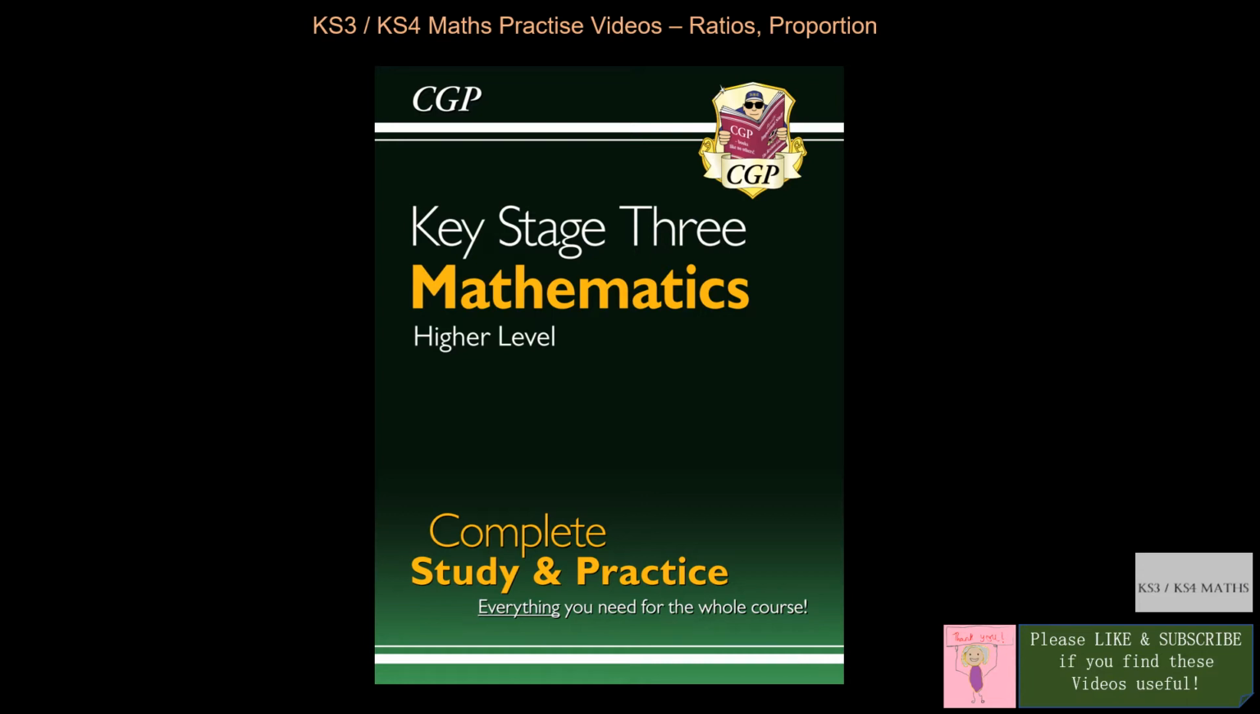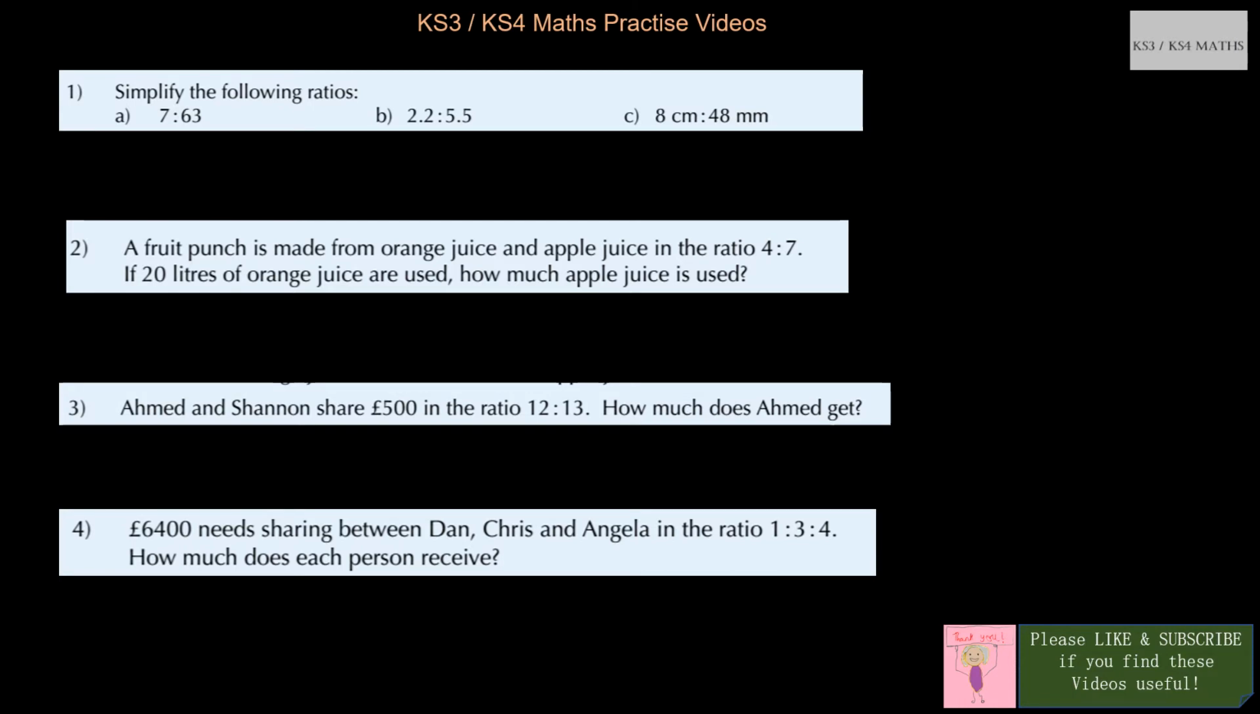So let's get started. The first question is we have to simplify the following ratios. 7 is to 63. So that would be 7 times 1 is 7, and 7 times 9 is 63, so we can say this is 1 is to 9.